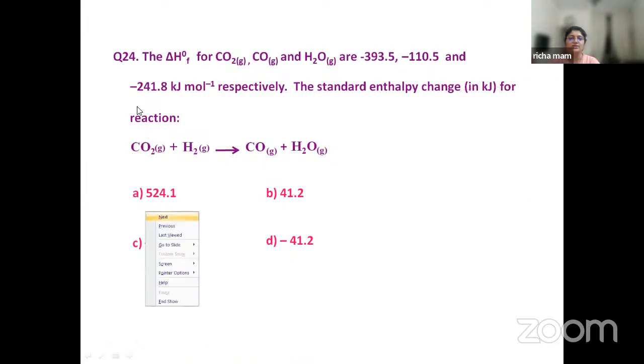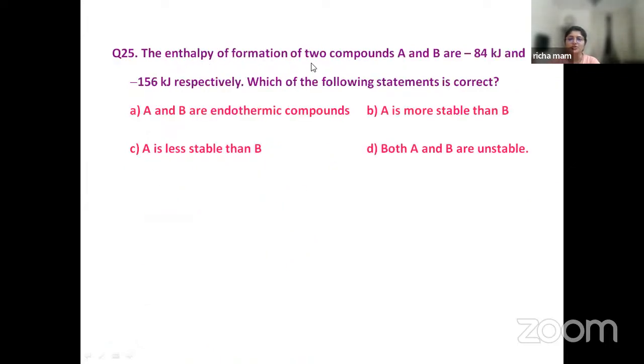Next, the enthalpy of formation of two compounds A and B are minus 84 kilojoules and minus 156 kilojoules respectively. Which of the following statements is correct? A, A and B are endothermic compounds. B, A is more stable than B. C, A is less stable than B. And D, both A and B are unstable.